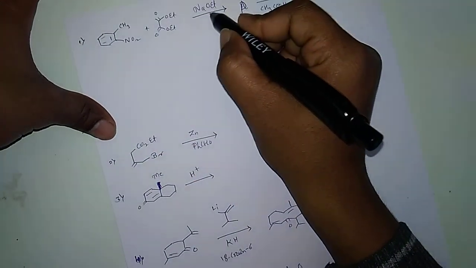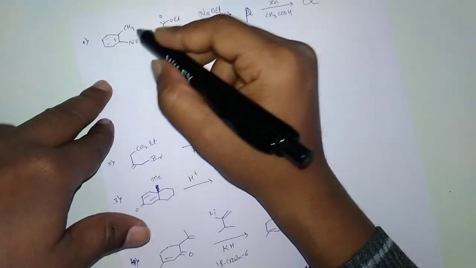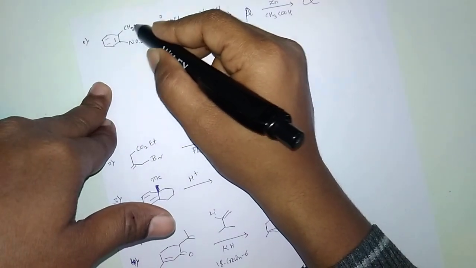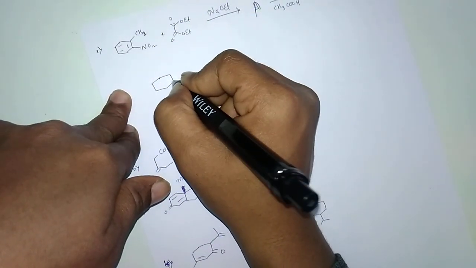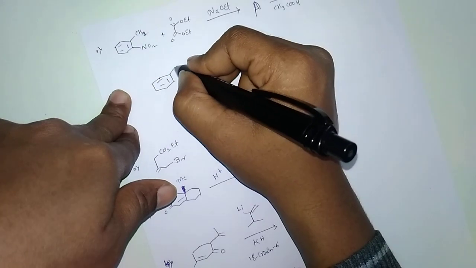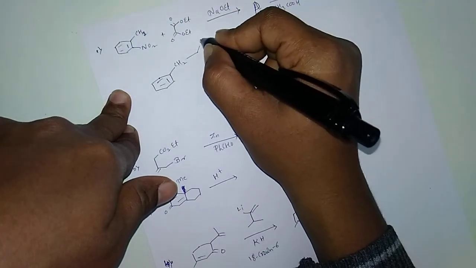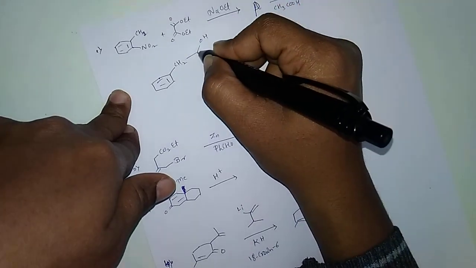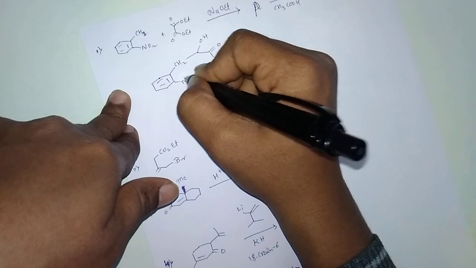You have NaOEt, which is a base, and it needs one acidic proton, so it takes it from this position. As I told you in the last video, here you get this kind of intermediate. So here the CH2 will attack one of the carbonyls, which will become OH, let's say, and then one more carbonyl, OEt, and here is your NO2.